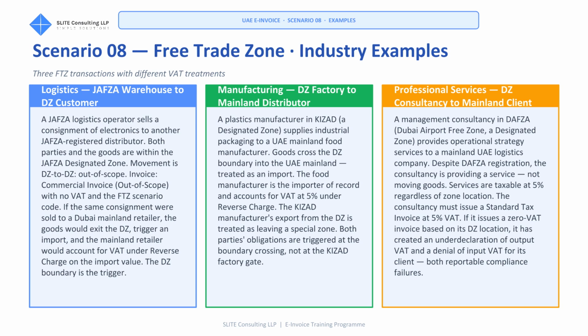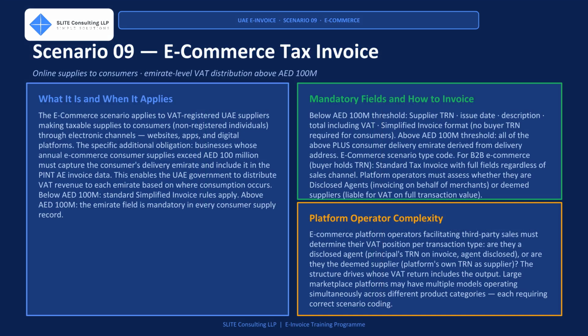E-commerce next. Scenario 9 is e-commerce: VAT-registered UAE suppliers making taxable supplies to consumers through websites, apps, and digital platforms. The headline obligation. Businesses whose annual e-commerce consumer supplies exceed 100 million dirhams must capture the consumer's delivery emirate and include it in the Pint AE invoice data. This enables the UAE government to distribute VAT revenue to each emirate based on where consumption occurs.